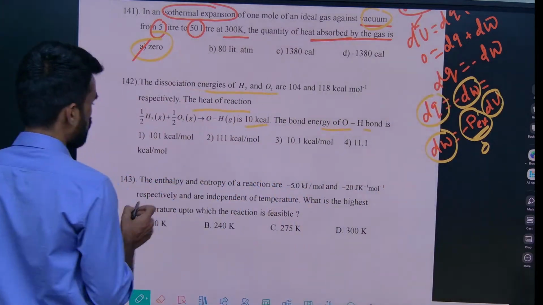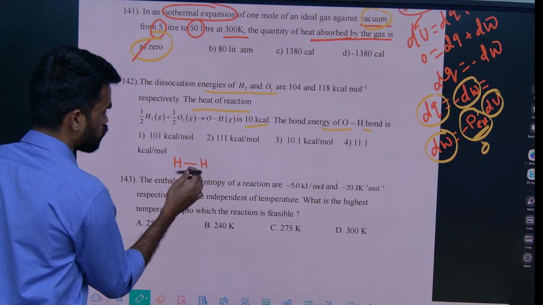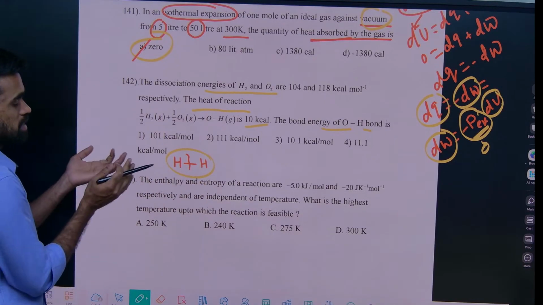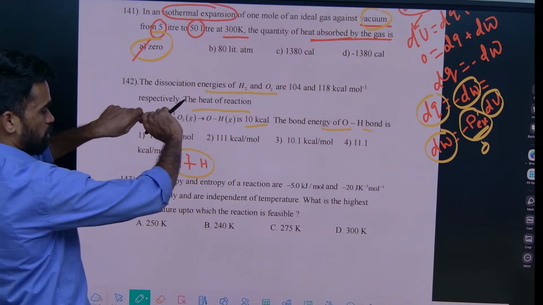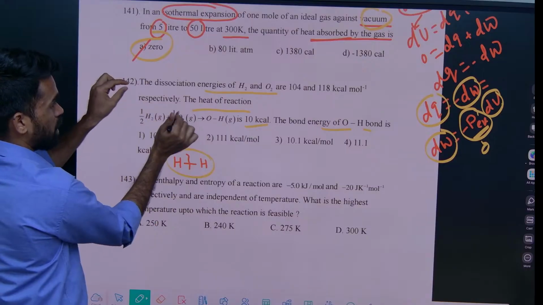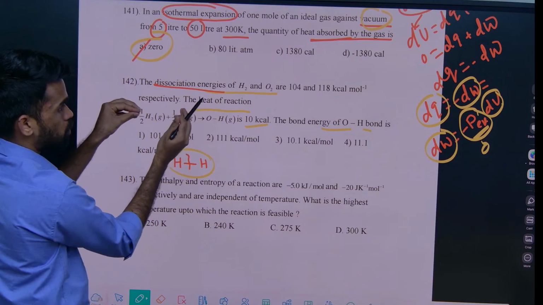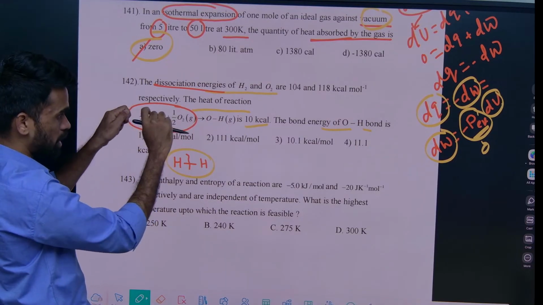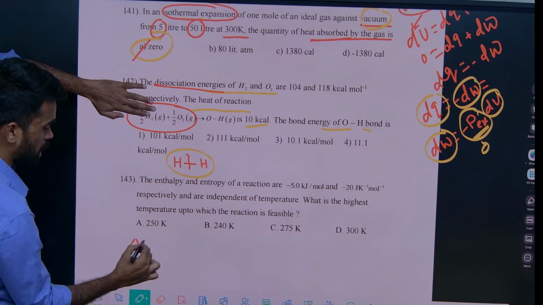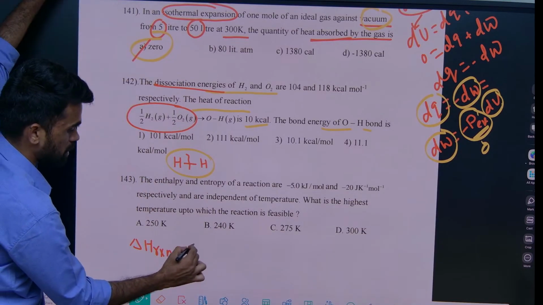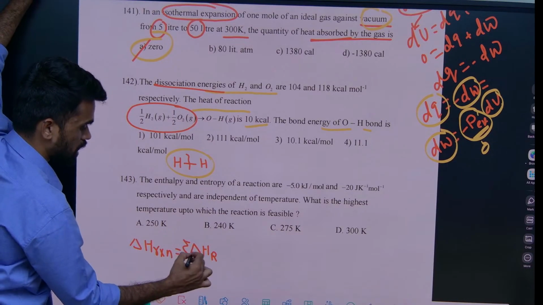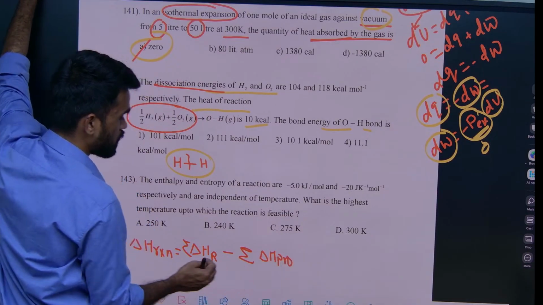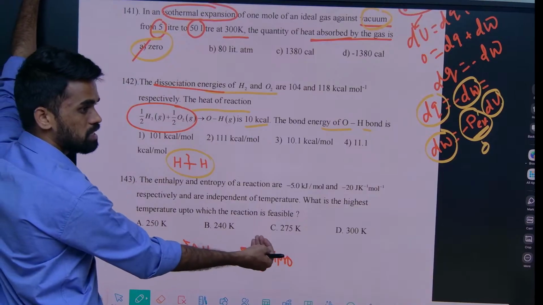See, bond energy means what? The amount of energy required to break this bond, required to break this type of bonds. So whenever they mention bond dissociation energies or bond energies, it means they are given for the reactant side, where the bond is breaking. So it means you need to take enthalpy of reaction as summation of enthalpies of reactants minus summation of enthalpies of products, or I can simply say bond energies of reactants minus bond energies of products.